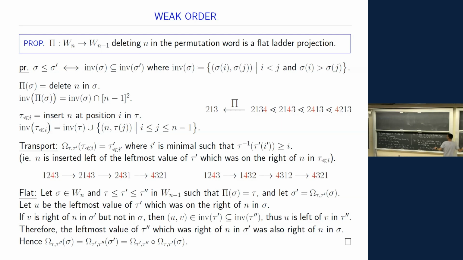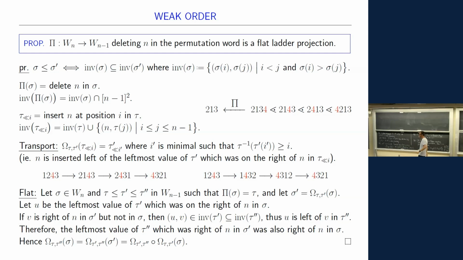Sorry, I start again this way. I have n somewhere, and you have some numbers to the right of n in sigma, and now these numbers can move to the left. And if they move to the left, they will push n, because it's an inversion. So the result of the transport is that you have to insert n to the left of the leftmost value in tau prime which was to the right of n in tau. Does that make sense? So the idea is that people push the tall guy to the left.